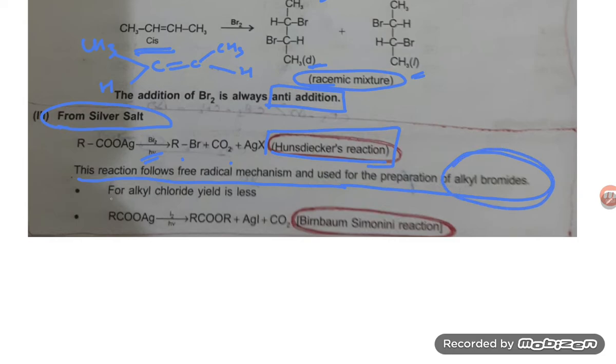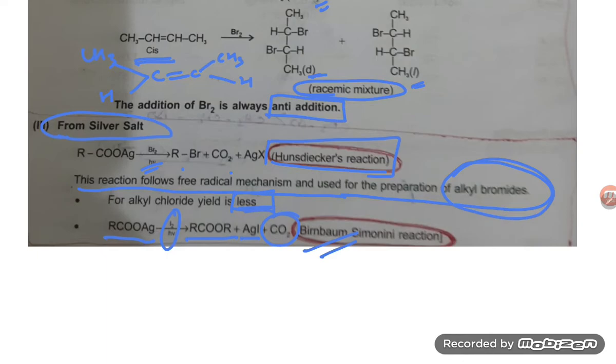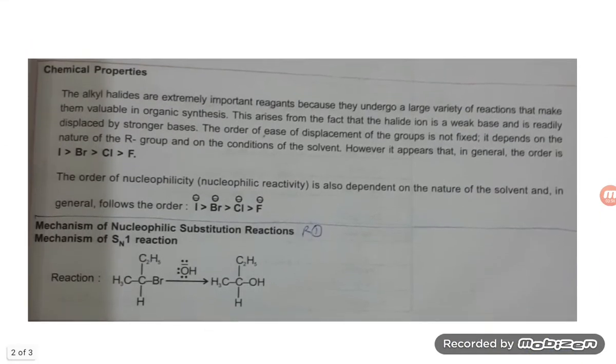For alkyl chloride the yield is less. Then again, the silver salt of an acid, if you treat it with I2, gives RCOOR plus AgI plus CO2. This reaction is known as the Simonini reaction. So next, students, this much is the only method of preparation.